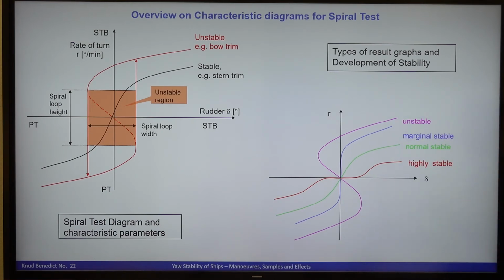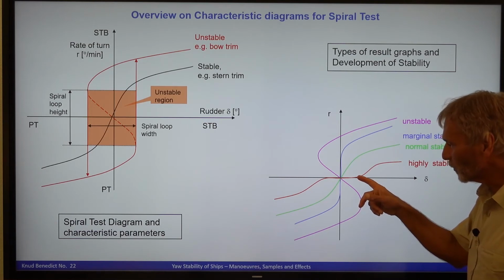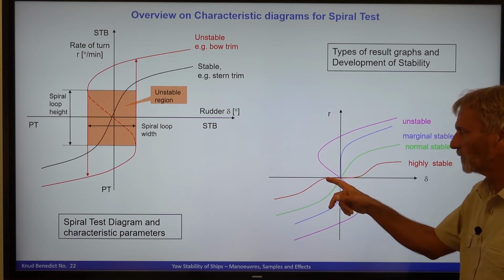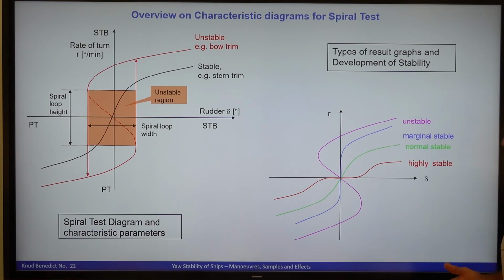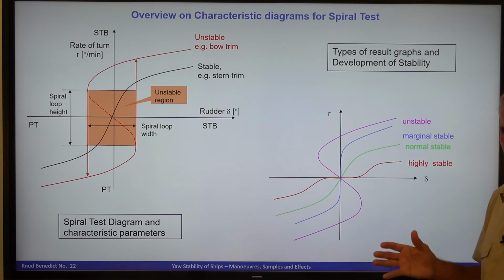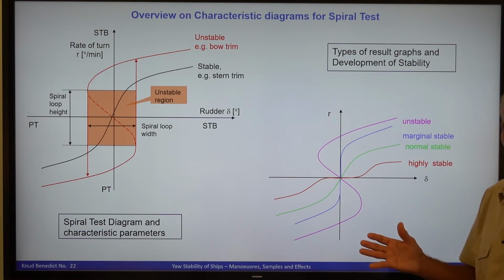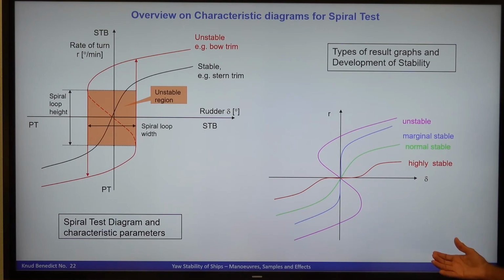But the opposite is highly stable vessels. This is strange because what you see here is maybe, if this is 10 degrees starboard, 10 degrees port side, then it would mean for all of these rudder angles between plus and minus 10 degrees, the ship is always going straight. So it's nearly no rudder effect. This is very stable. You can even put a little rudder angle and nothing happens. These are highly stable ships.